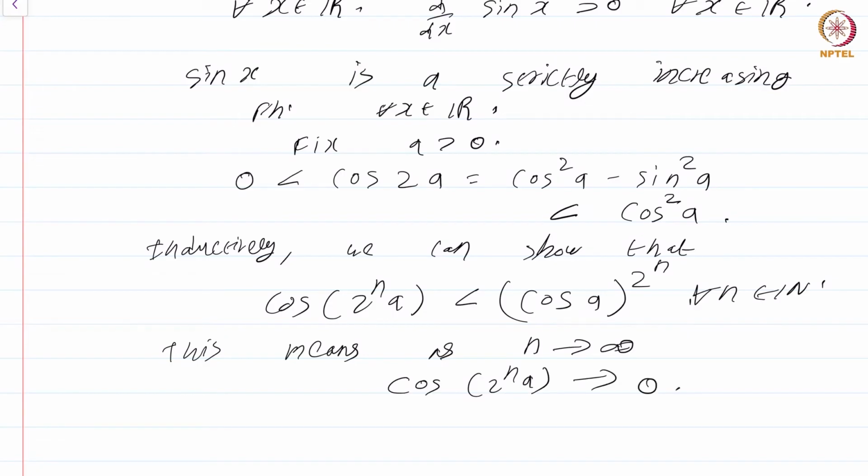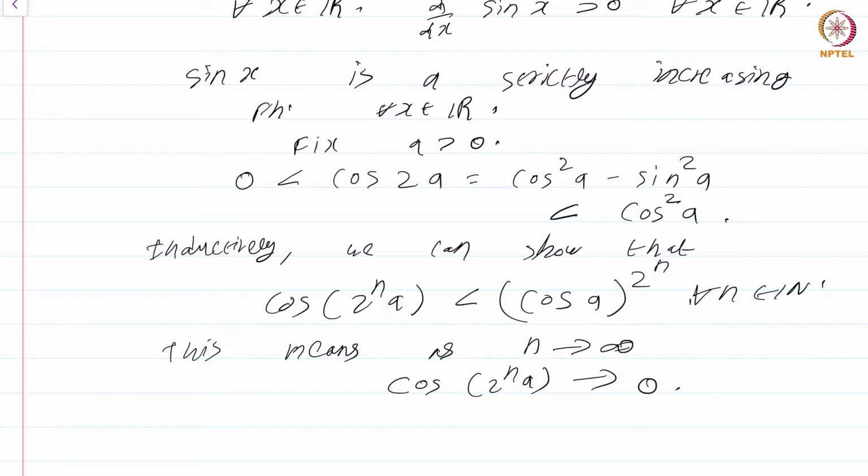Okay, this happens because we already know that cos a is definitely going to be strictly less than 1. Why do we know that cos a is going to be strictly less than 1 when a is greater than 0? Because sin is an increasing function. Sin a will be non-zero and positive, so cos a cannot be 1. Okay, so cos 2 power n a approaches 0.